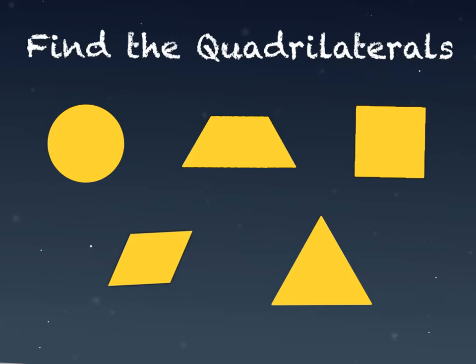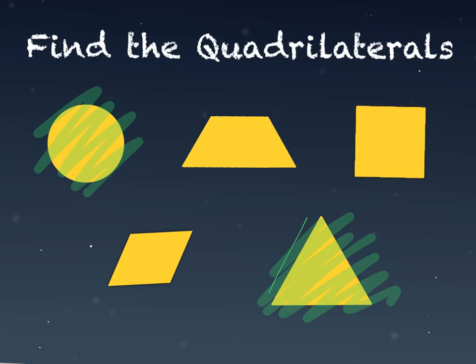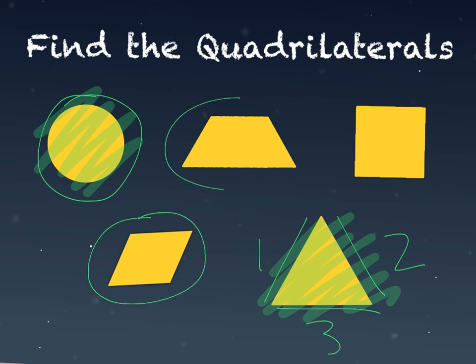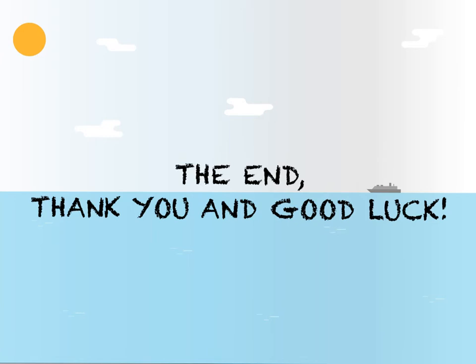Can you find the quadrilaterals in these 5 shapes? As you can tell, this shape and this shape are not quadrilaterals. And that is because this shape only has 3 sides to it, and this shape has no sides to it because it is a circle. So that makes these 3 shapes quadrilaterals. This ends our unit on quadrilaterals.